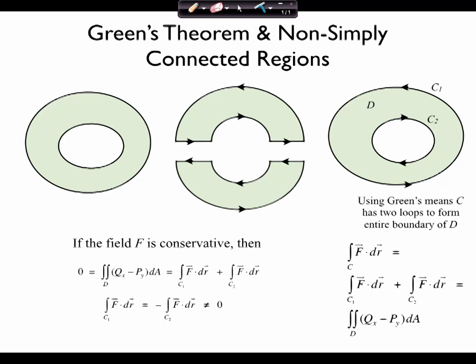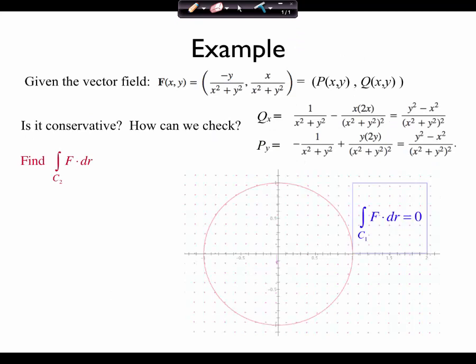Okay, we're 1 minute over, but we can talk about it now. So what's going on now? We've got this one turned out to be 0. This circulation integral turned out to be 0. This one did not. Why not? It was 2 pi.